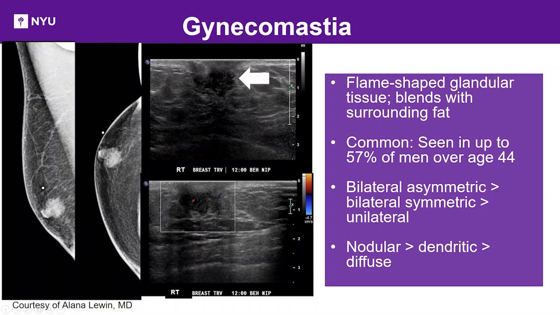And in general, gynecomastia is extremely common. We see it in up to 57% of men over the age of 44. Usually, it's a bilateral pattern. In fact, patients may only be symptomatic on one side. And overall, in the literature, the nodular pattern is more common than the dendritic pattern and the diffuse pattern.